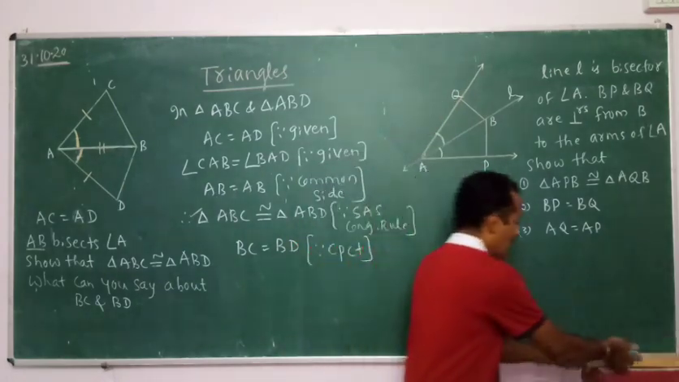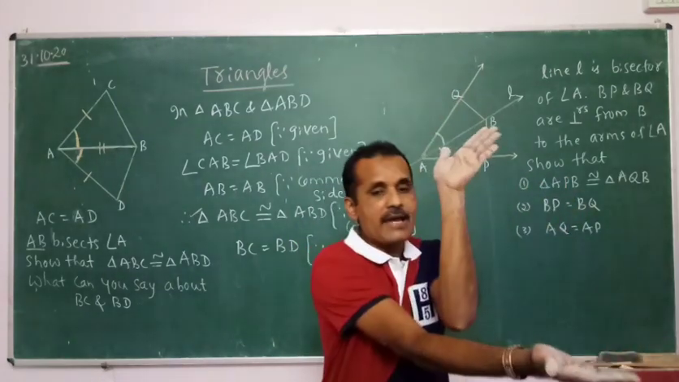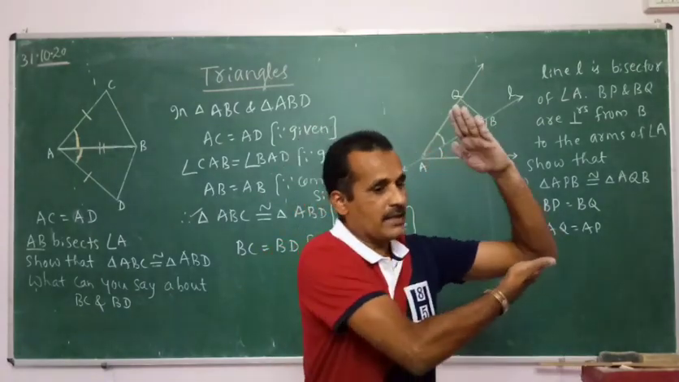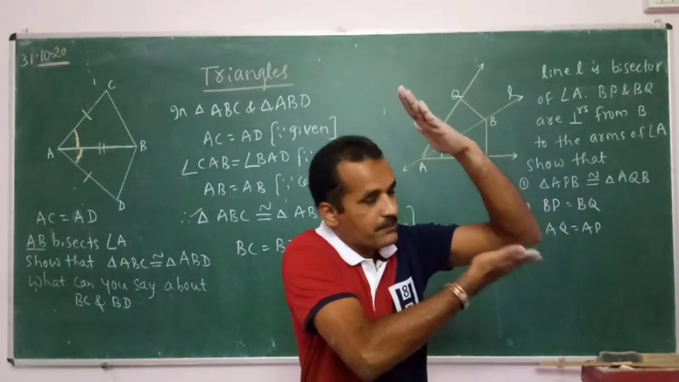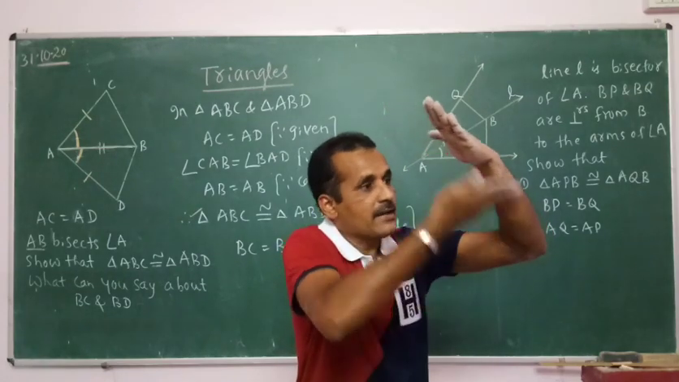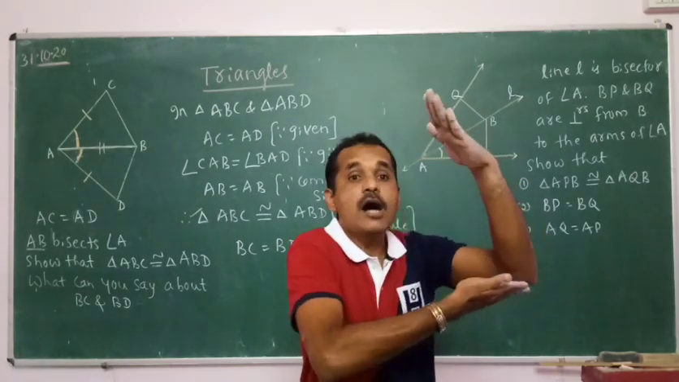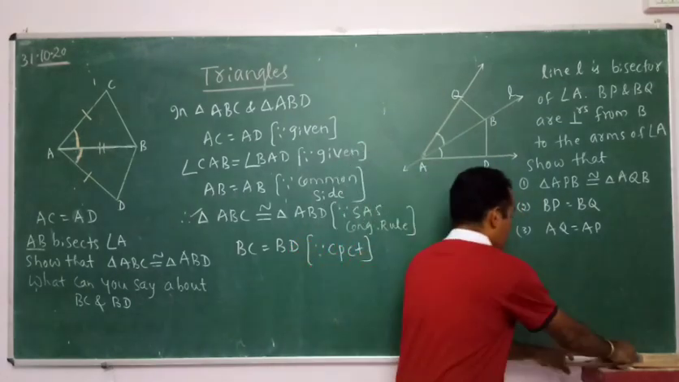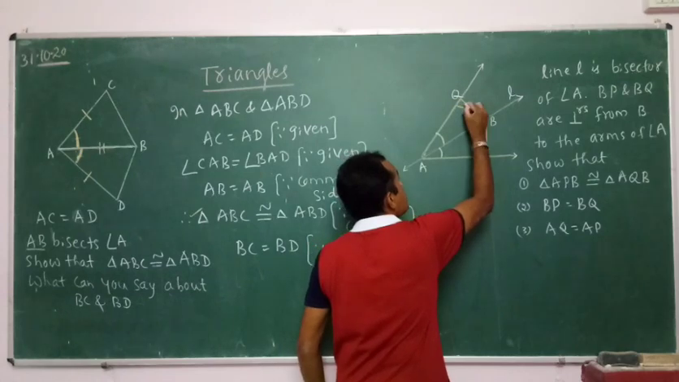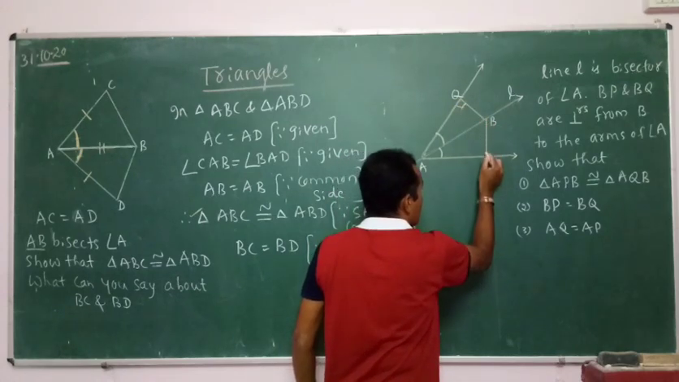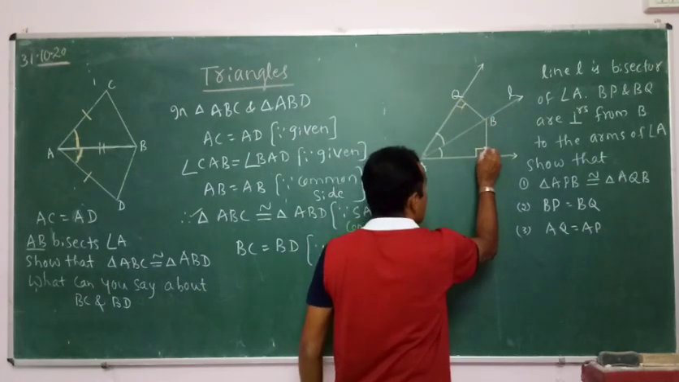See, when I draw an angle like this, these two are called the arms of the angle. Angle is here, and these two are called the arms of the angle. Okay. Now that means from here one perpendicular, this is 90 degrees. From here one perpendicular, this is 90 degrees.